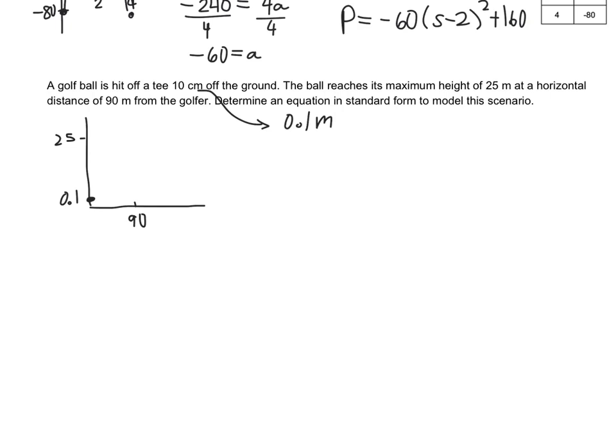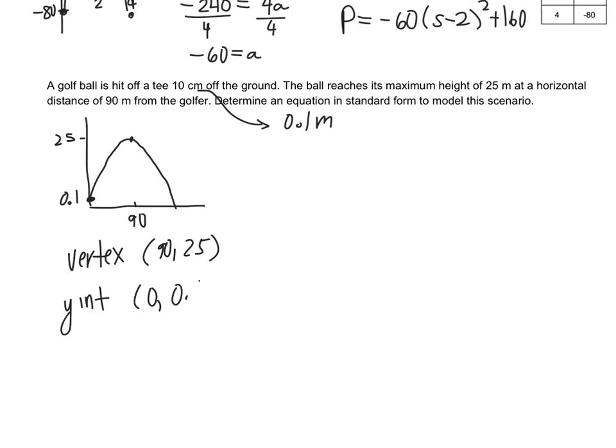So this is what our parabola should look like. Here we have the vertex, which is 90, 25, and we have a random point, which is our y-intercept in this case, which is 0, 0.1. So with that 10 centimeters, there are two things you have to remember. First of all, you have to put it into meters. And second of all, it is a coordinate and the x value here is 0.